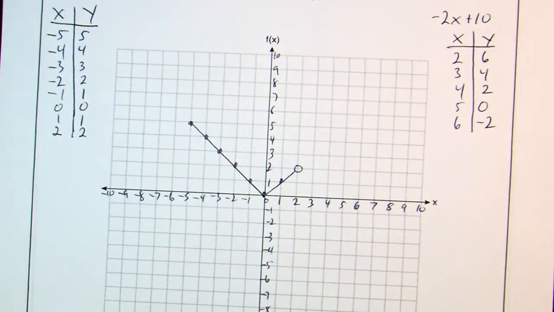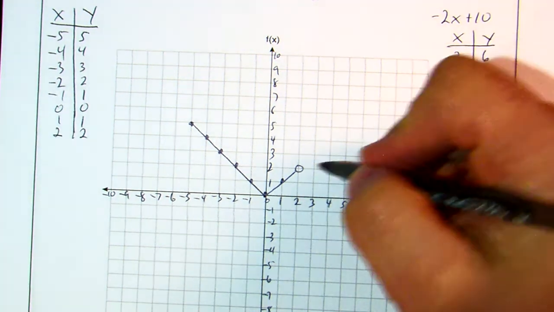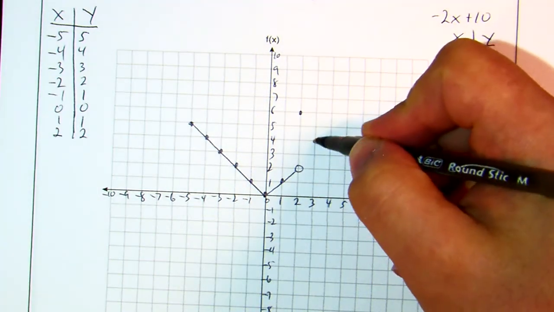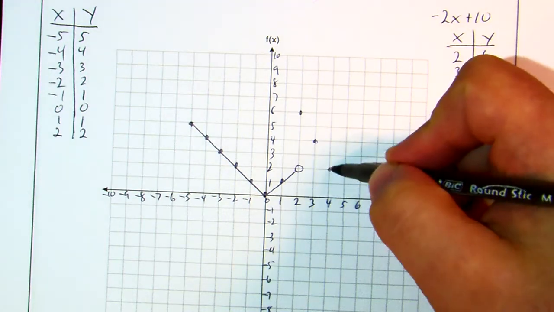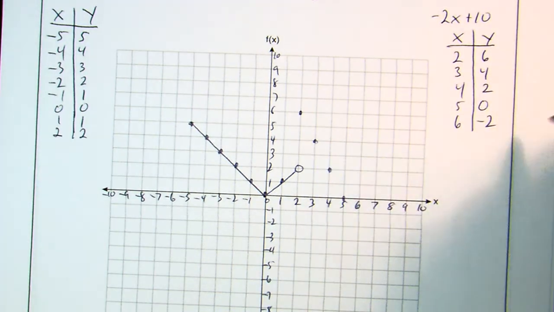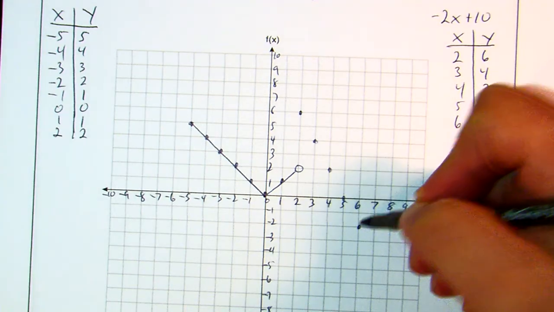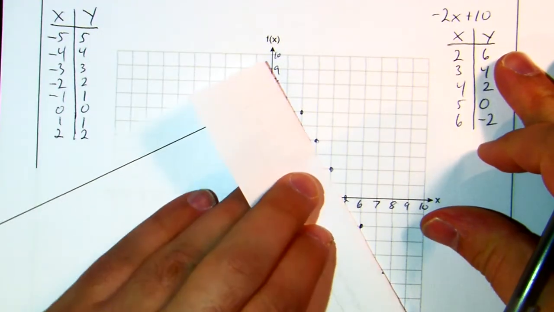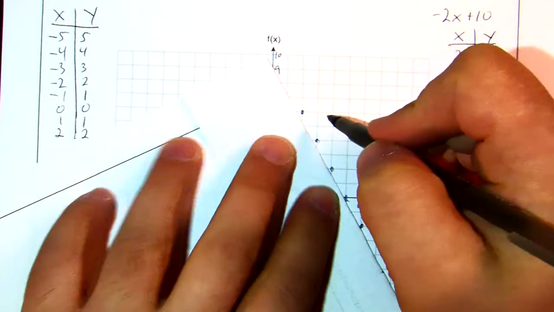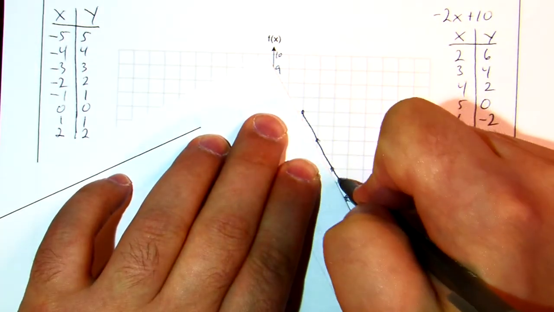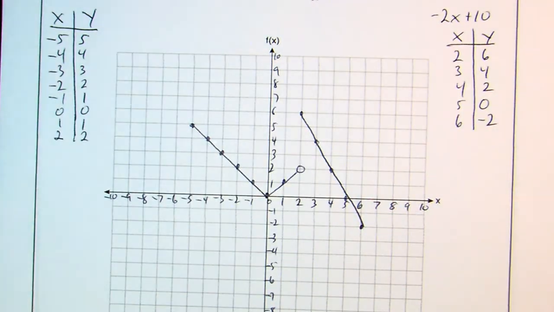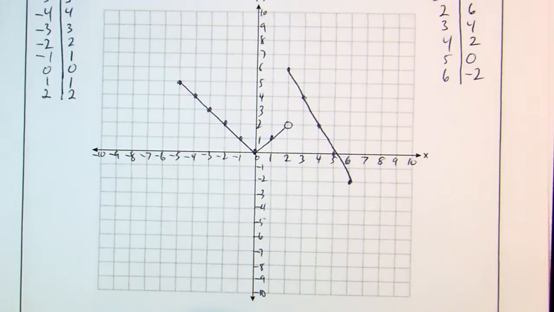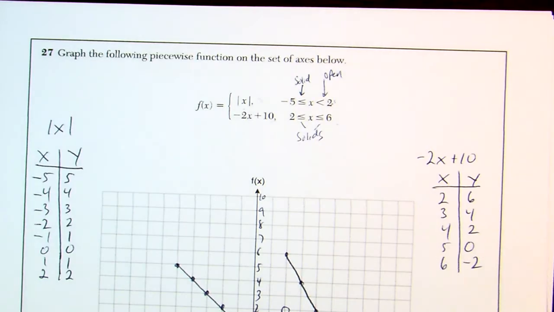Okay, and now we're going to do the other part. So we're at 2, 6, 3, 4, 4, 2, 5, 0, and 6, -2. Remember, no arrows on these. No arrows because of the restrictions that they gave us. Okay, and that's all that one is. Okay, moving on. I'm not sure if you're seeing it, so I'll put it back real fast. Alright, moving on.